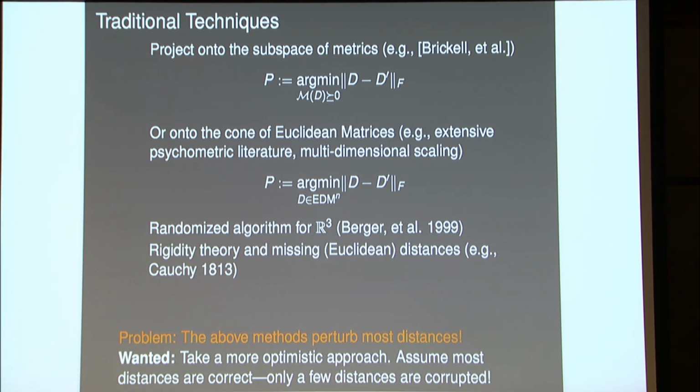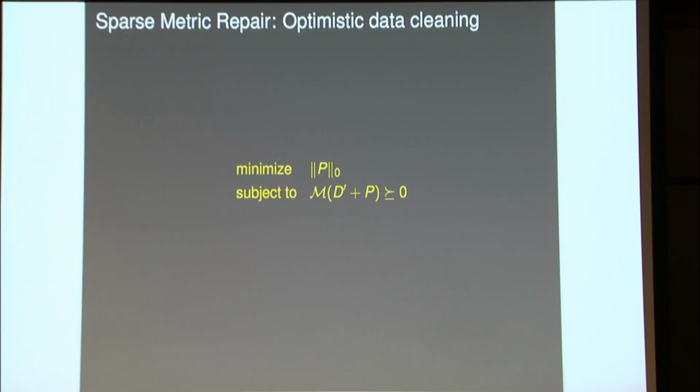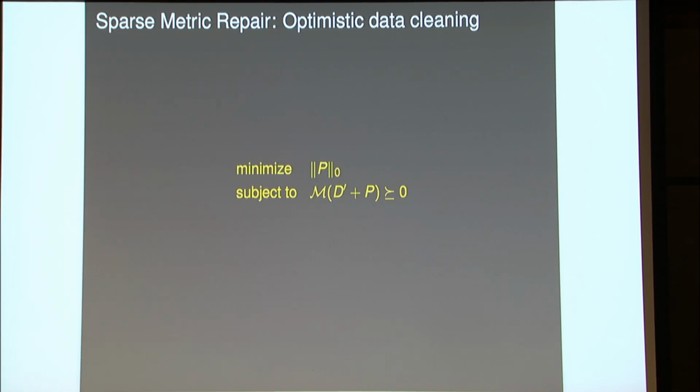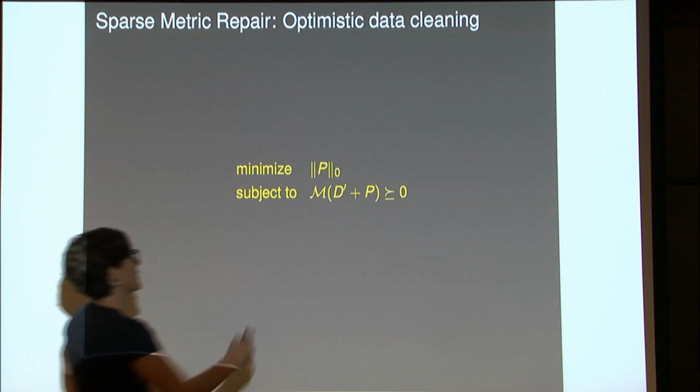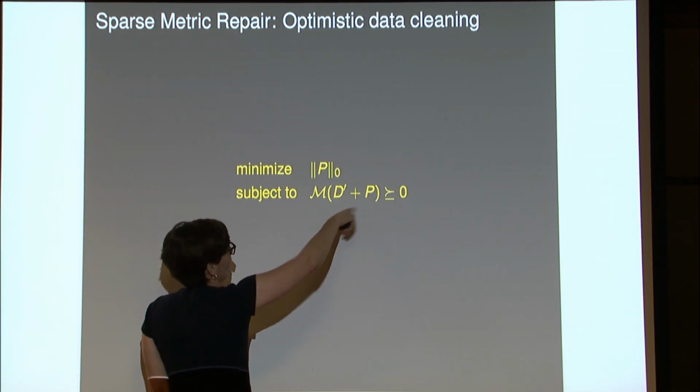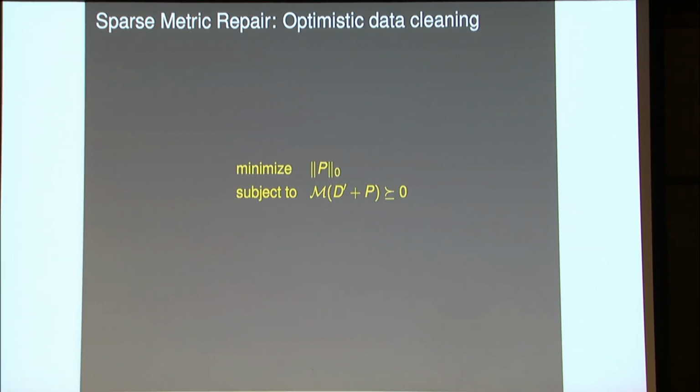I would like to take a more optimistic approach and assume that most of the distances that you're given are correct. It's just that a few of them are corrupted, and I would like to repair as few of them as possible. So I would like to minimize the L0 norm of the perturbation, i.e., I would like to design a sparse matrix such that the corrupted distances plus the sparse matrix will satisfy all the triangle inequalities.